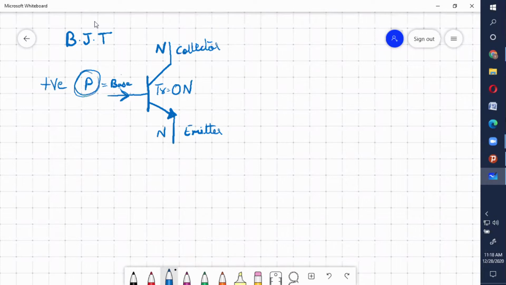If it is on, it means that the collector and emitter terminals are joined together. It means that whatever you have here will go here. Whatever is there at the collector and emitter are joined together. Is this point clear, students?